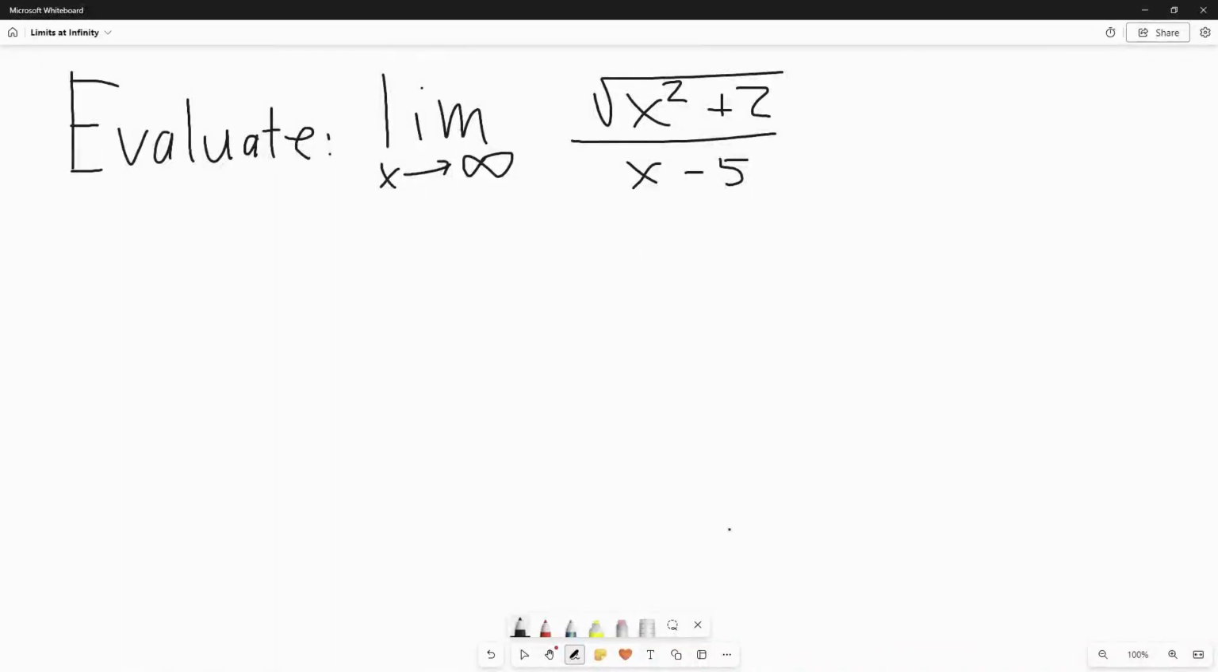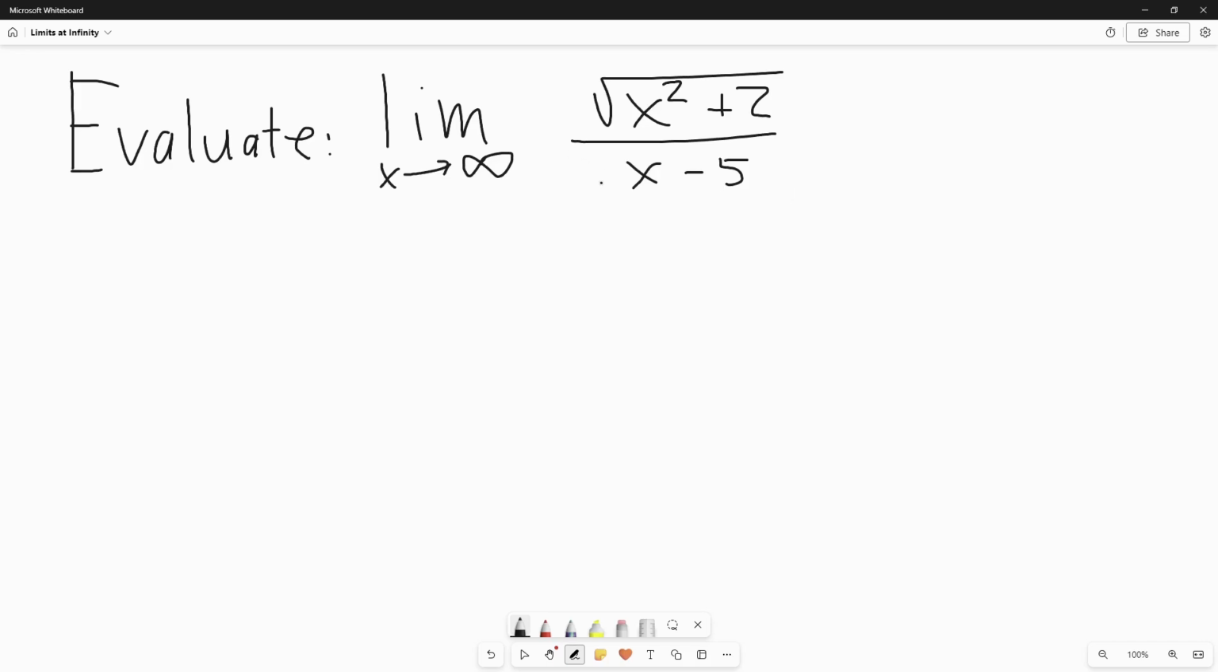Now, let's do another practice problem. If you think you know this one, then pause the video and try it. This one asks to evaluate the limit as x approaches infinity of the square root of (x squared plus 2) all over (x minus 5). For this one, we can't divide both sides by x because there's a square root on top. And we can't really think about it logically because it's just kind of hard.